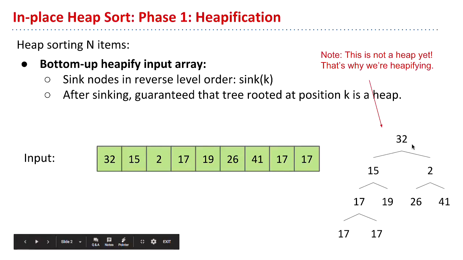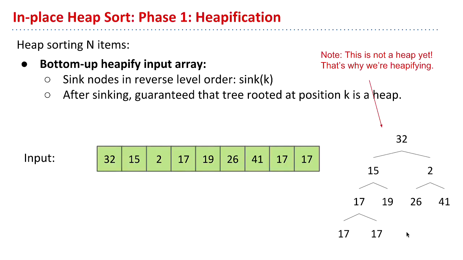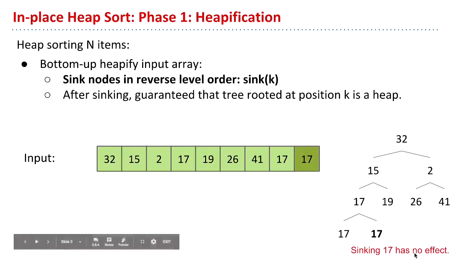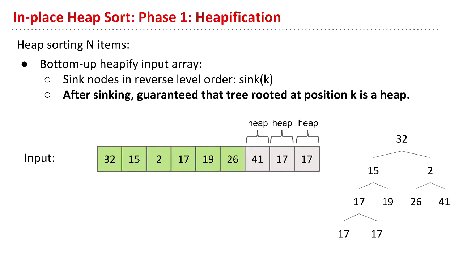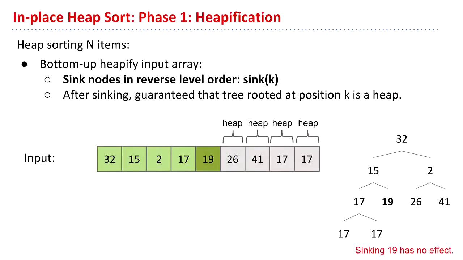What's an example of something that's wrong? The 2, right? That shouldn't be there. All right. So if we do this process of reverse level order sink, the resulting thing is a heap. So let's try it out. So sinking 17, what happens? Nothing. Sinking 17, nothing. Okay? 41, nothing. 26, nothing. 19, nothing happens.